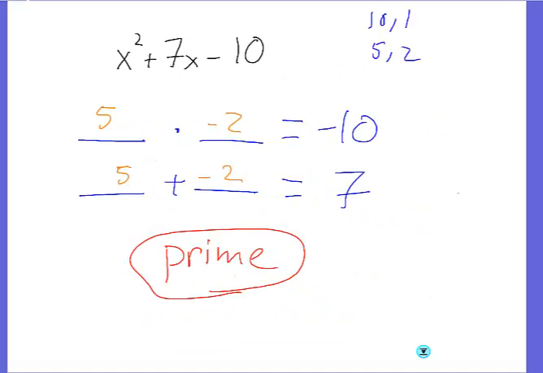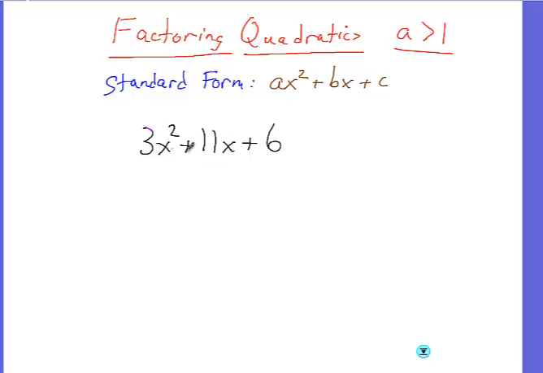But if you look at this problem, we have 3x squared plus 11x plus 6. Well, we can't really factor out a 3 because it's not a common factor between 3, 11, and 6. There's actually no common factor, so we can't simplify this at all by factoring something out. So this is when factoring quadratics gets a little trickier. Not hard, just trickier because there's more steps.